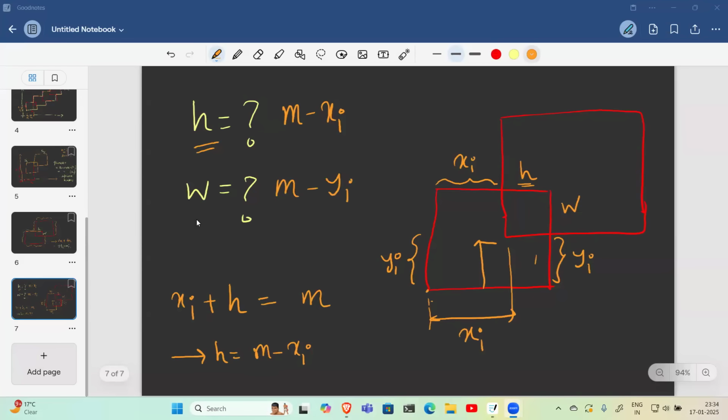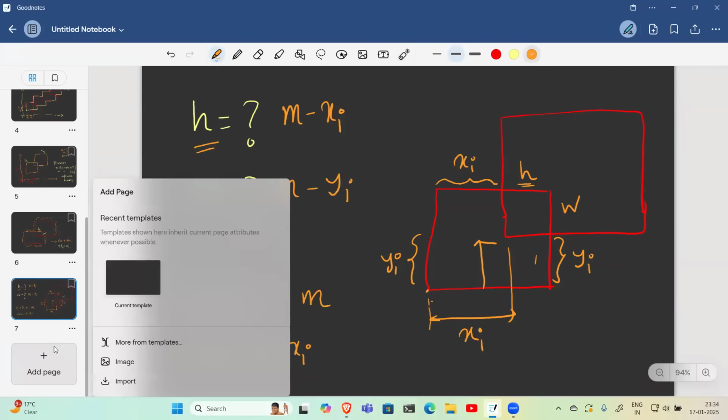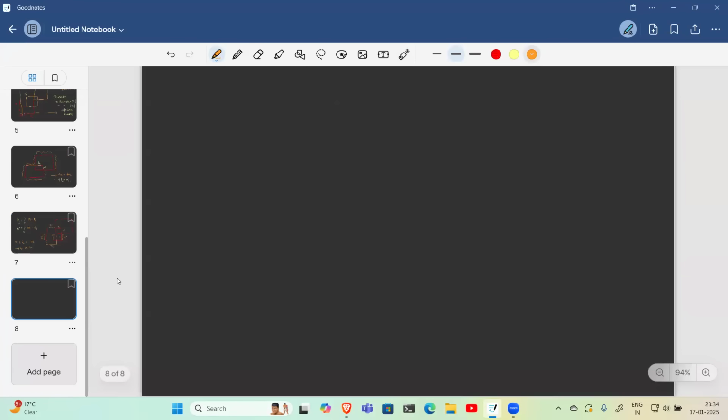Yeah, Amit, you were right. It's m minus x and m minus y. So if I had just two squares, then the perimeter is simple to calculate, right? It's nothing but 4m plus 4m minus 2 times (h plus w), which is nothing but 4m plus 4m minus 2 times ((m minus xi) plus (m minus yi)). Great, as easy as it seems.